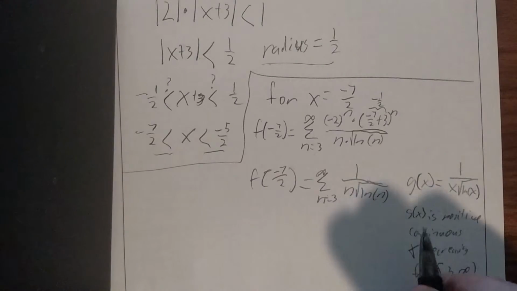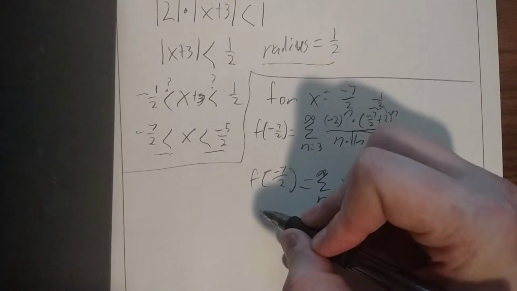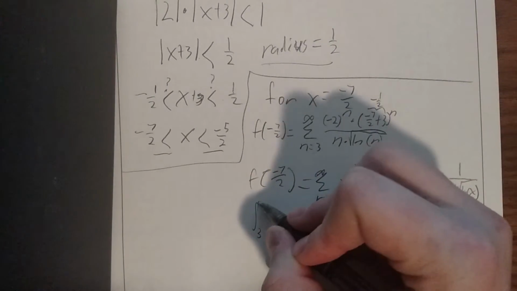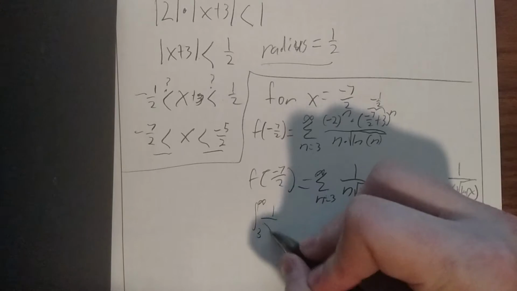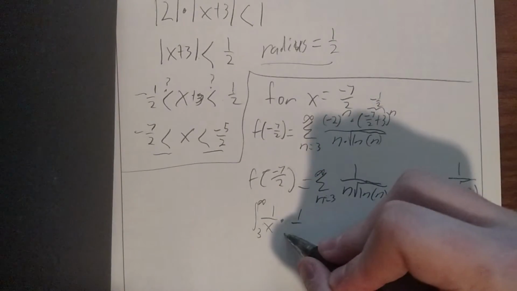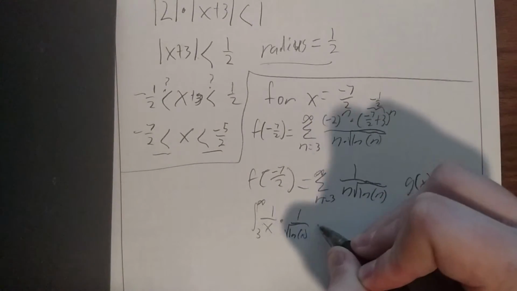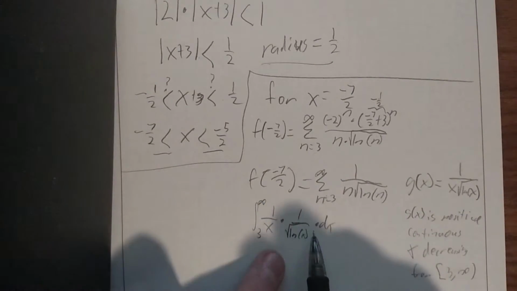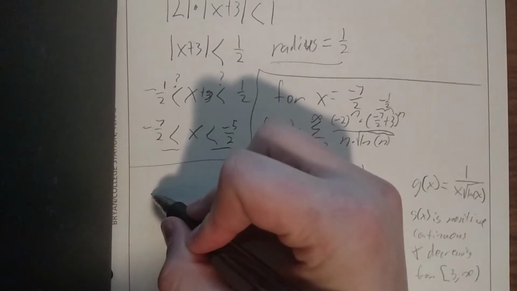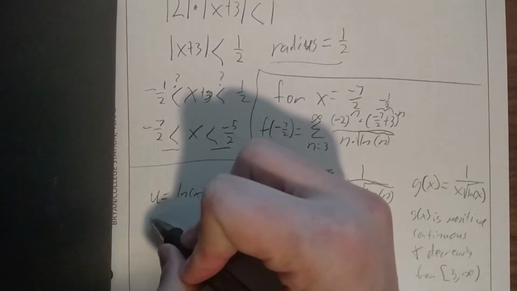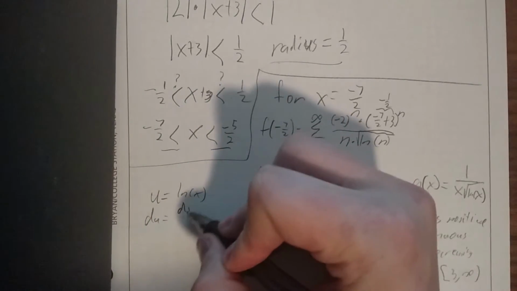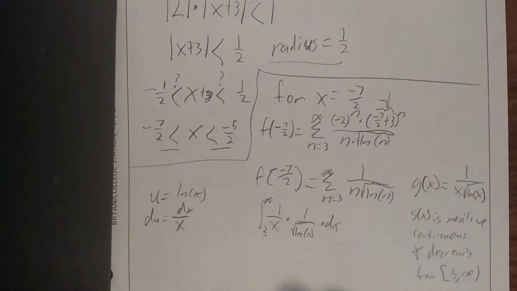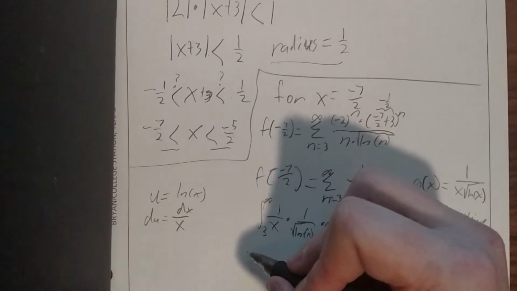So now, to see if this converges, we integrate g of x. So it's the integral from 3 to infinity of 1 over x times 1 over square root of ln of x dx. And then here, this is a u substitution, so we can say that u is equal to ln of x. So du is equal to dx over x. Dx over x is here, that's our du. Here's our u substitution. So we're left with an integral.